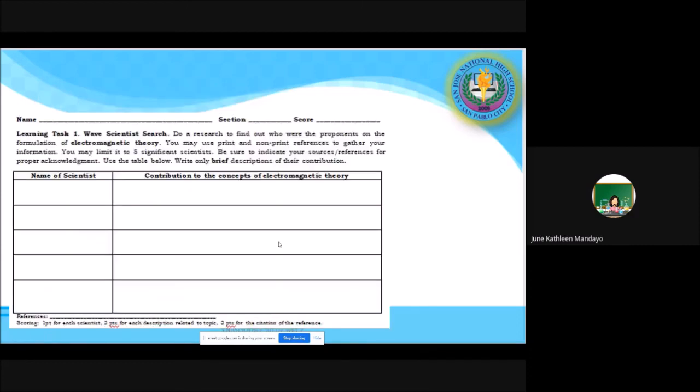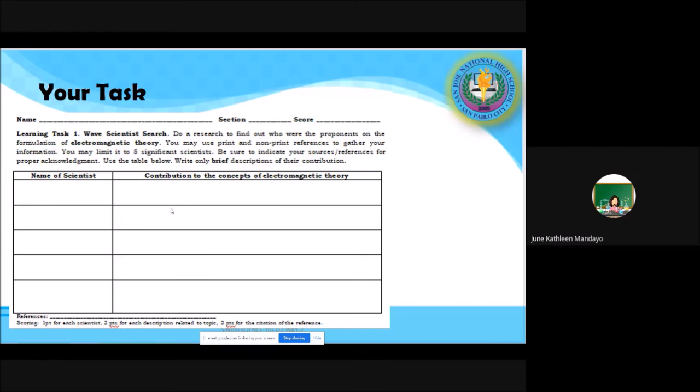For your activity this week, in learning task 1, you have to identify the different scientists. You'll write their names here. Can you see my screen? And then give a brief description of their contribution. When I say brief, it's short but concise. You cannot copy and paste whatever you read from any reading material, so you have to rephrase or summarize.